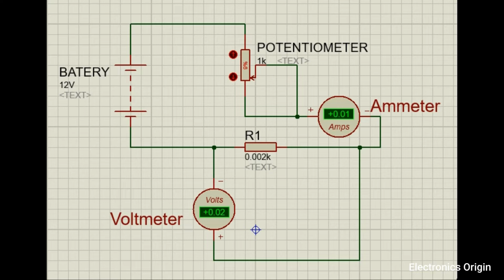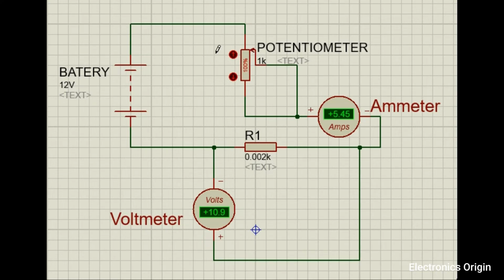The current in the circuit is increased gradually by moving the sliding terminal of the potentiometer. During the process, the current flowing in the circuit and the corresponding value of potential difference across the resistance wire are recorded. This way different sets of values of voltage and current are obtained.